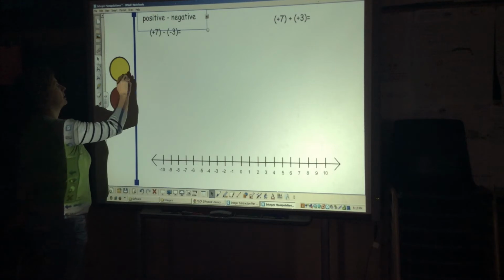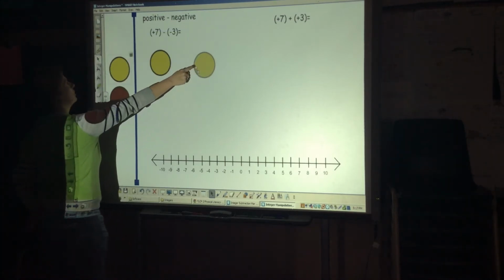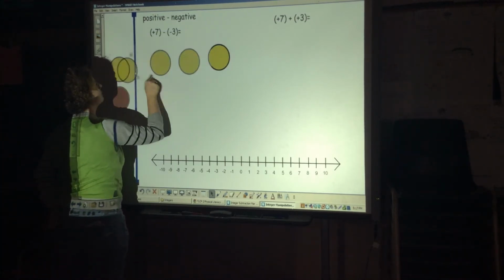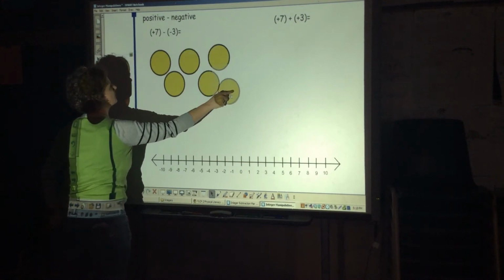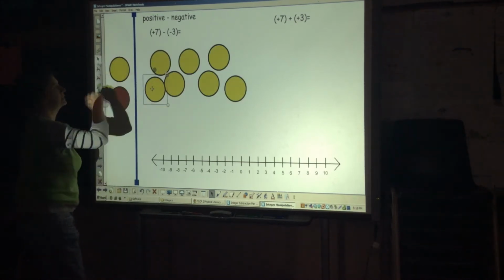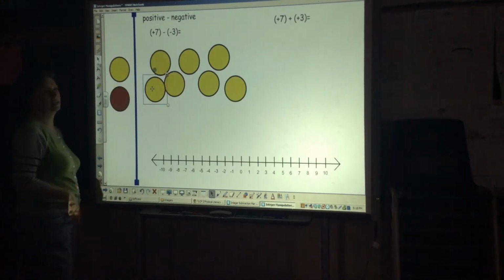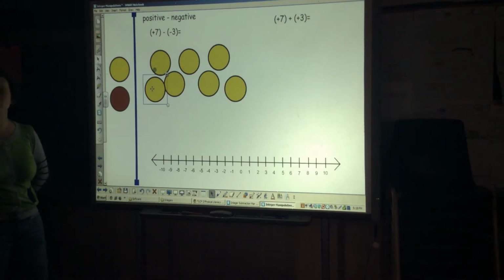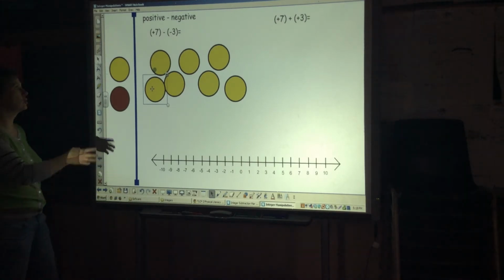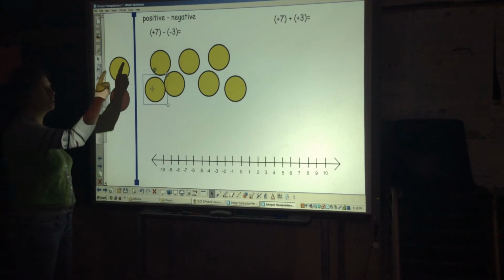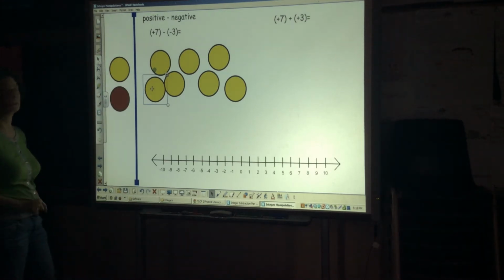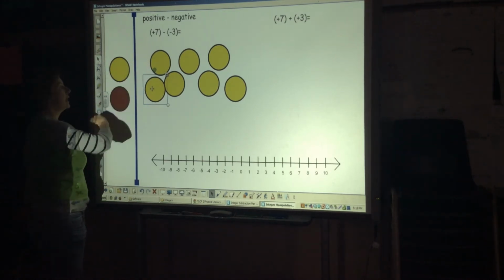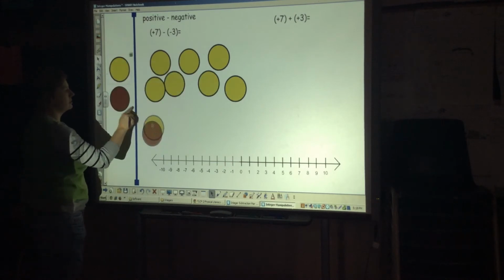Well, let's just check. So if I have positive 7, 1, 2, 3, 4, 5, 6, 7, I need to take away negative 3, which obviously I cannot do. So I'm going to use one of my other strategies, which is to add enough 0 pairs in order to be able to take away that negative 3. So I need 3 negatives here, so I'm going to add 3 0 pairs.